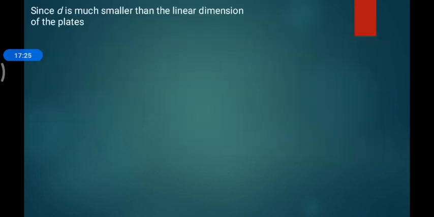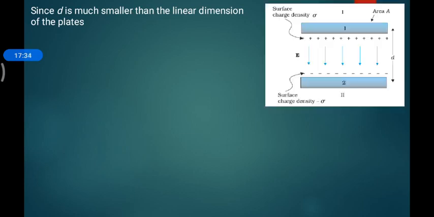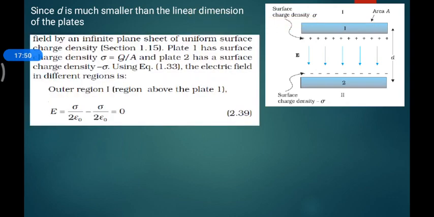This is the continuation of the earlier slide. The separation d is smaller than the dimension of the plates. Actually, for our drawing point of view, we draw it this way. But actually, the plate separation between the two plates is very small, in millimeters and at most in centimeters. But the plate area is very high, the length of the plate is very high.